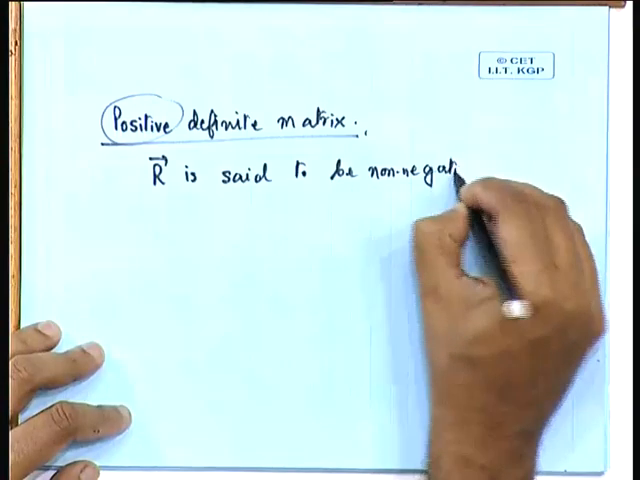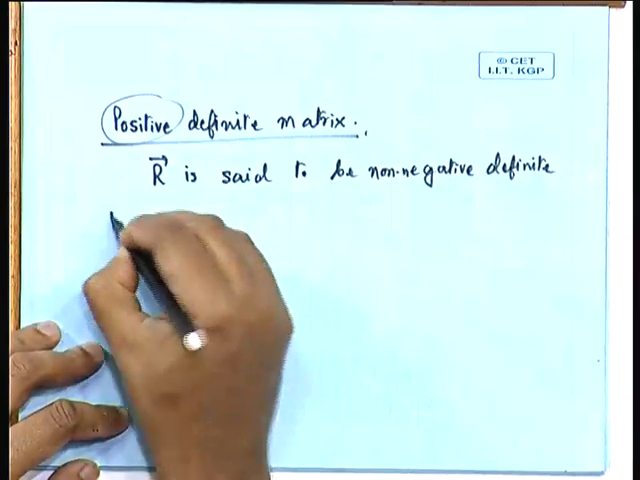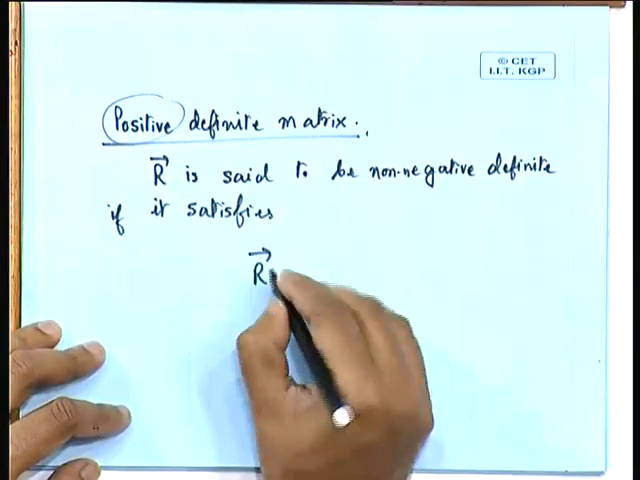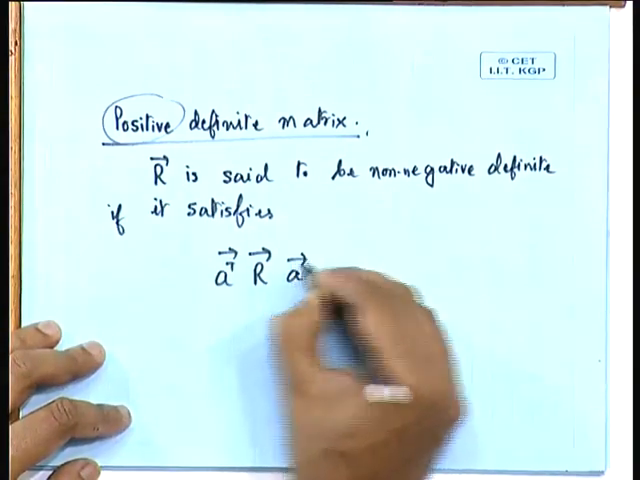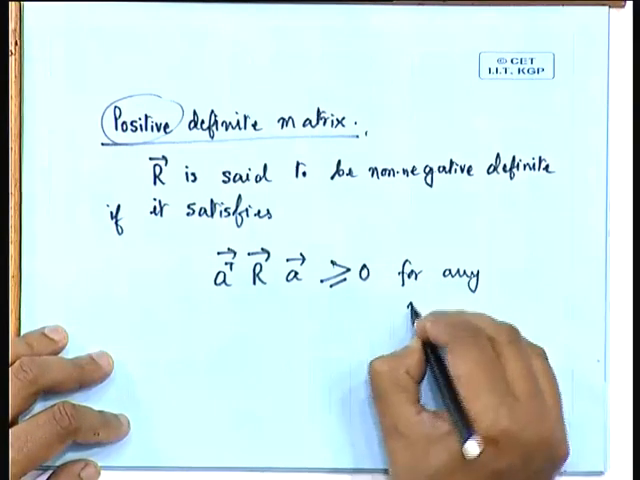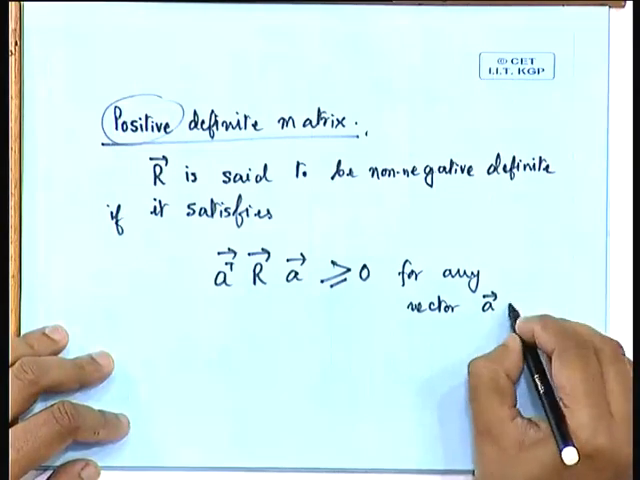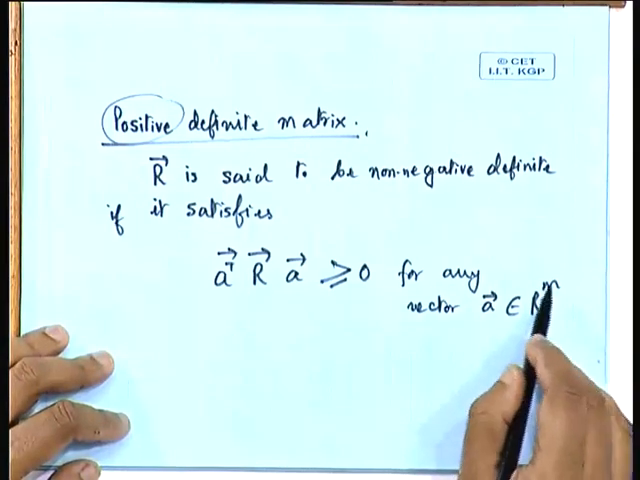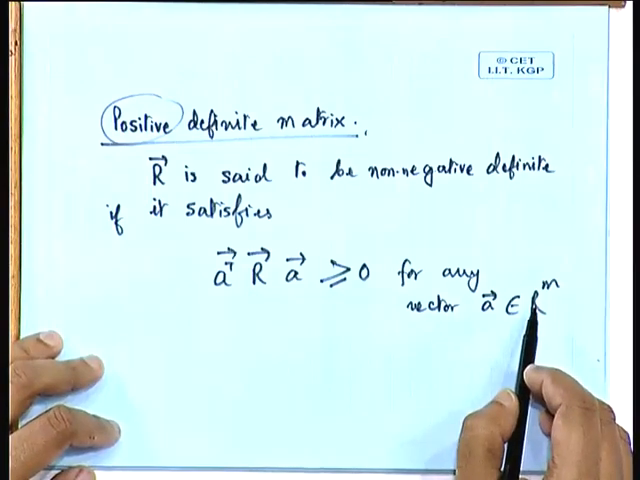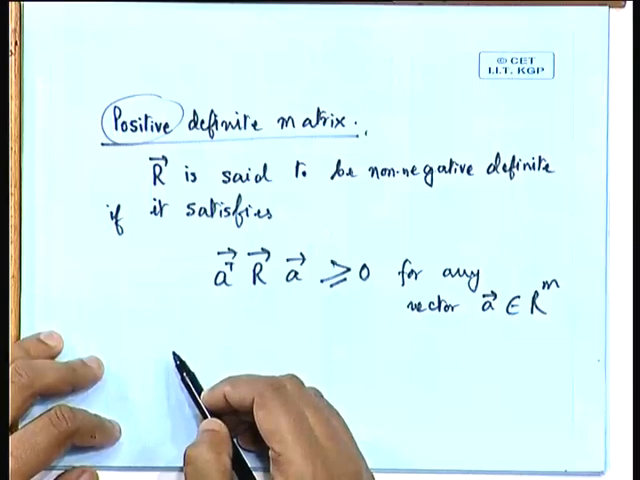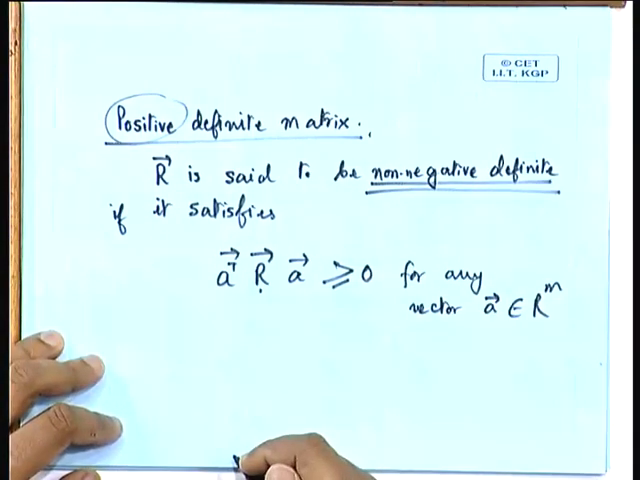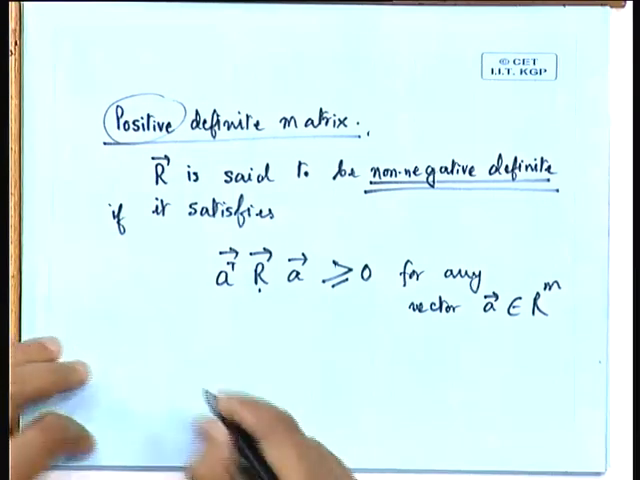So, R is said to be non-negative definite if it satisfies this condition, and that condition I am going to write: you take R and you pre-multiply it by A transpose and post multiply it by A, and if this is greater than or equal to 0 for any vector A that you may find in the m dimensional space. When I write R^m like this, it means in m dimensional space. So, you take any vector A in m dimensional space, and if this relation is always satisfied, then we will be telling that this matrix R of dimension m by m is a non-negative definite matrix. Followed?